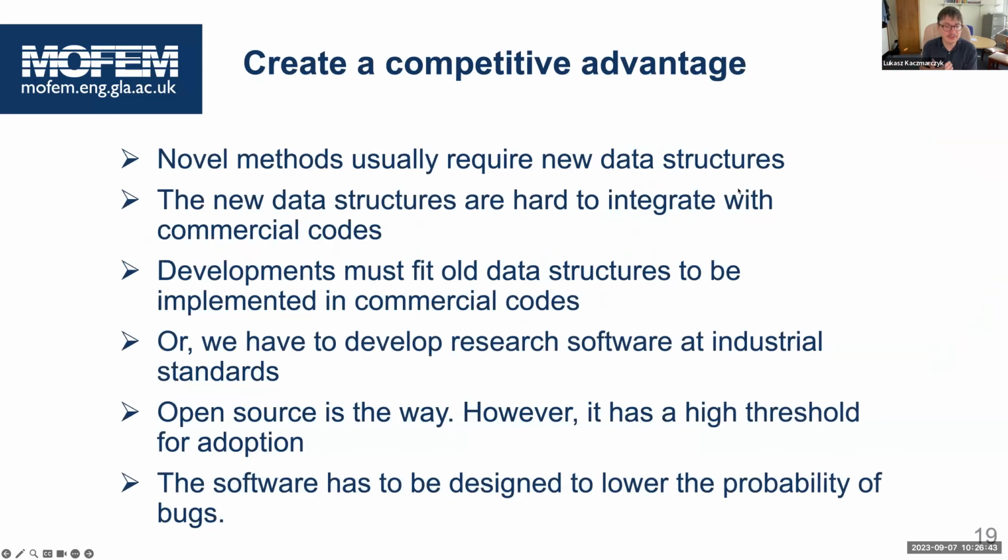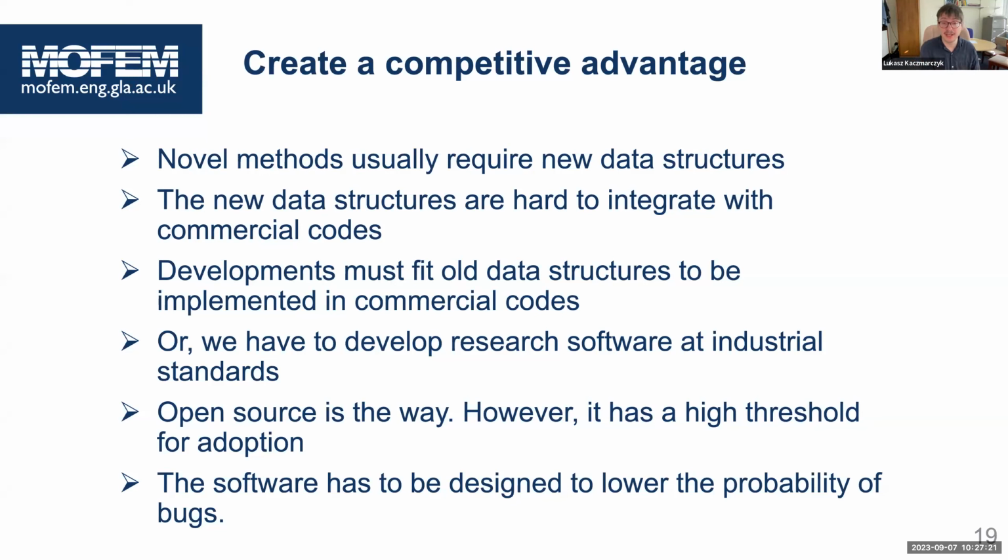So then what we're doing, we try to create the competitive advantage. Novel methods usually require new data structures. The new data structures are hard to integrate with the commercial codes. So this is the dilemma which we currently have as people doing computational mechanics, because computational mechanics is applied science. So how can we make our methods applied in the industry?